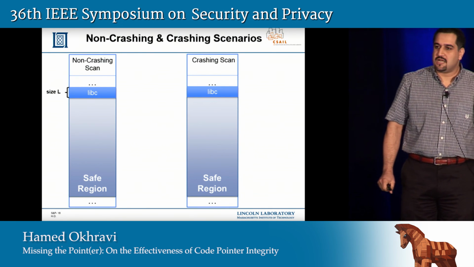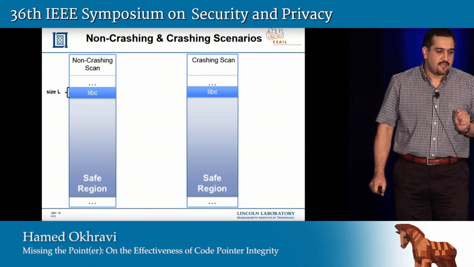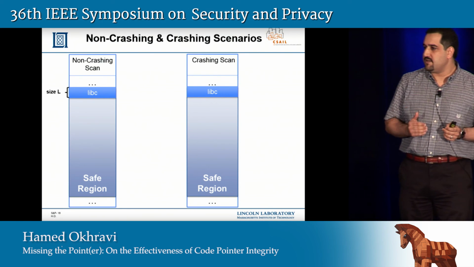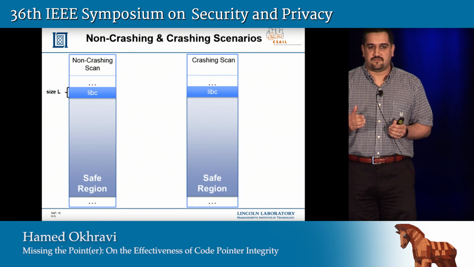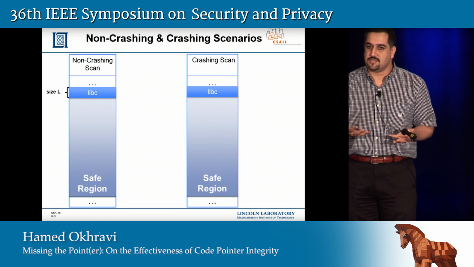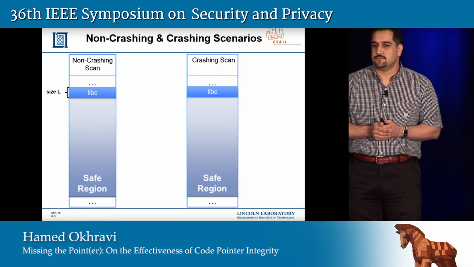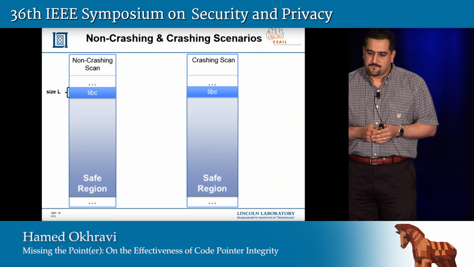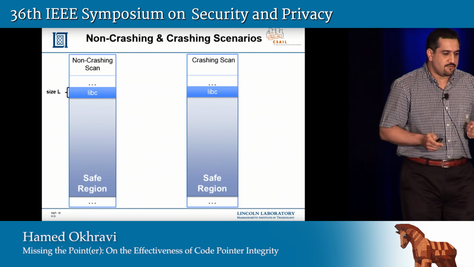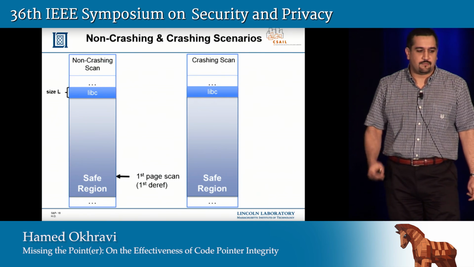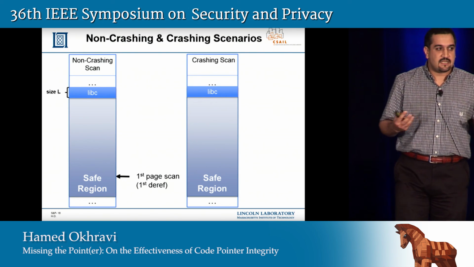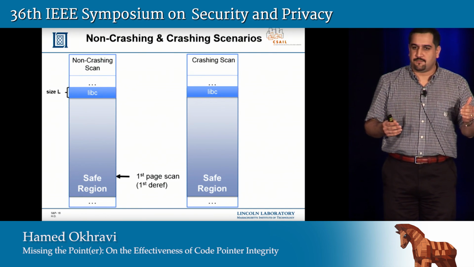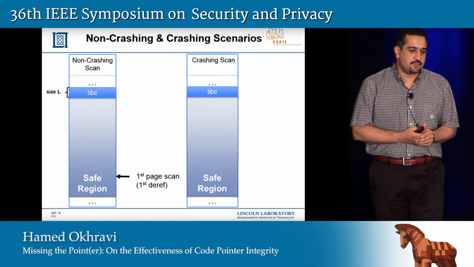So I'll talk about the non-crashing attack on the left side first. In this case, we are interested in finding the base address of the safe region. Because if we know the base address of the safe region, we know the location of any pointer information, the metadata that's stored to protect those function pointers. And we can modify them using dangling data pointers. So how do we do that? We first redirect a pointer into some arbitrary location inside the safe region. And this is a data pointer, so it's not protected by CPI. You might ask, how do we ensure that the process doesn't crash by just redirecting a pointer to an arbitrary location?